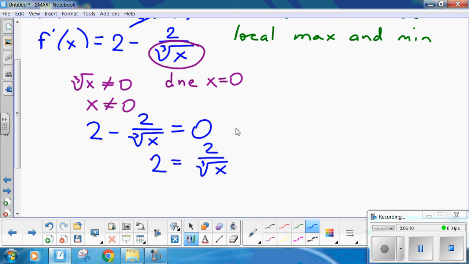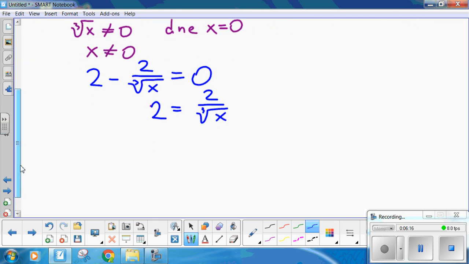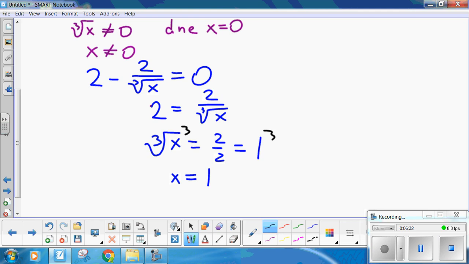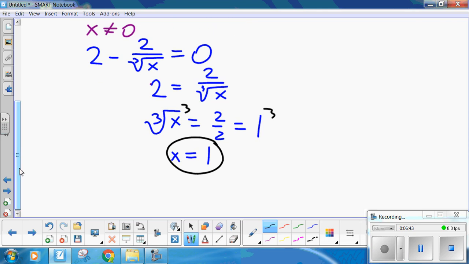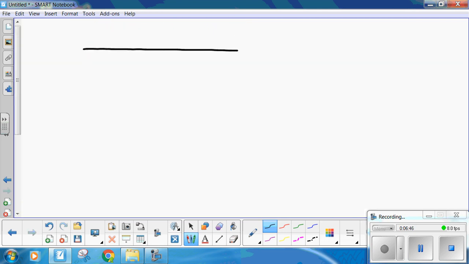So 2 minus 2 divided by the cube root of x is 0. So our other possible critical value is here. Cross multiplying, cube root of x equals 2 over 2, which is 1. Technically I'm supposed to cube both sides. So x equals 1 is my other critical value. So 0 and 1. Doesn't exist at 0, and x equals 1.